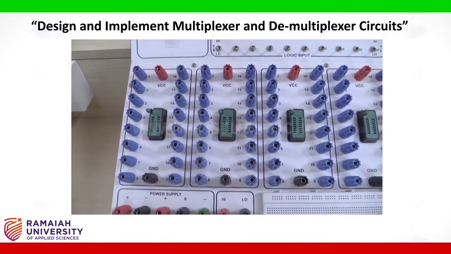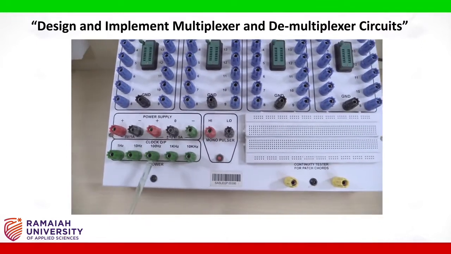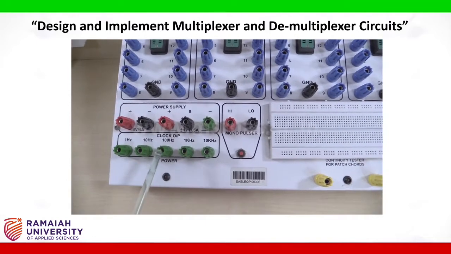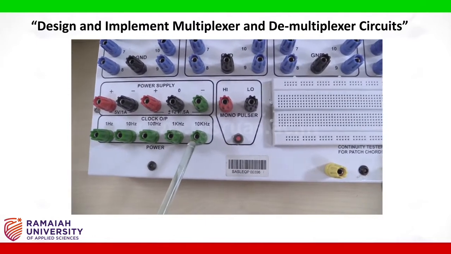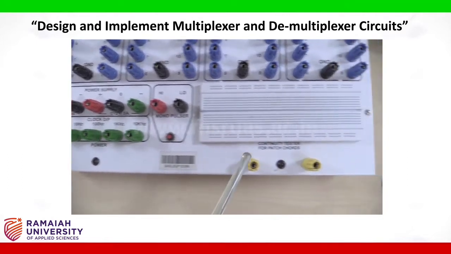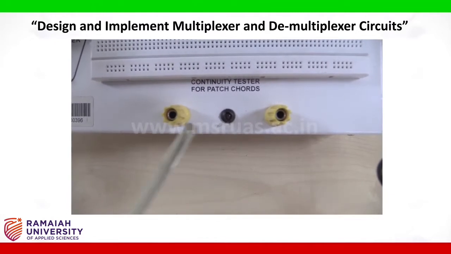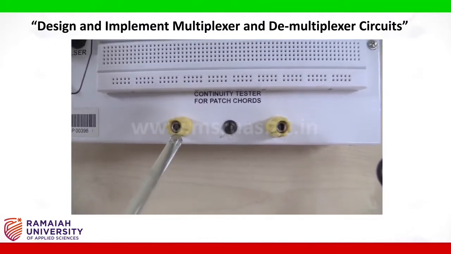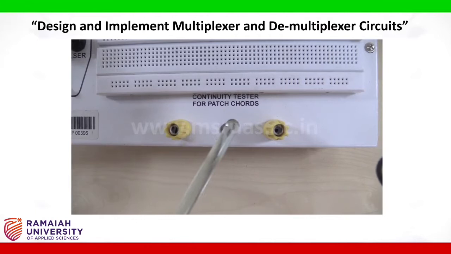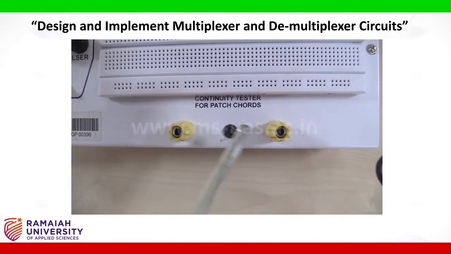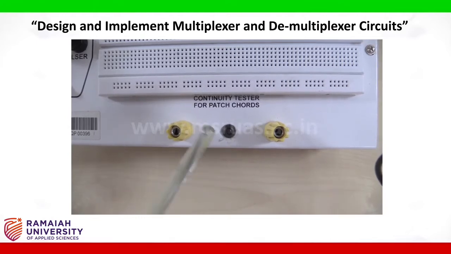At the bottom you can see clock signals of various frequencies: 1 Hz, 10 Hz, 100 Hz, 1 kHz and 10 kHz. At the right side you can see two yellow color knobs which are used to check the continuity of the patch cords. If you connect a patch cord here and the LED bulb is on and the beep noise is coming, that means the patch cord is working properly, otherwise the patch cord has some problem.